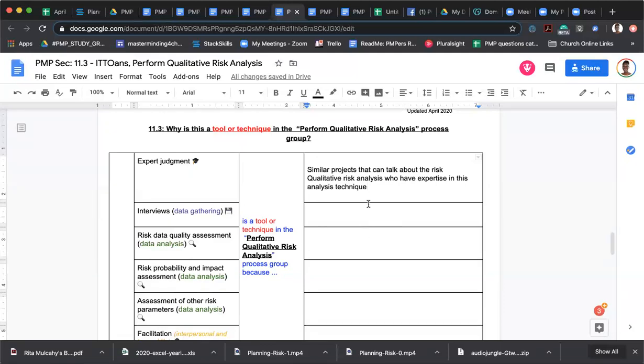Okay. Data gathering. You want people's input to speak about the risk and not shy away from it. Honest input.